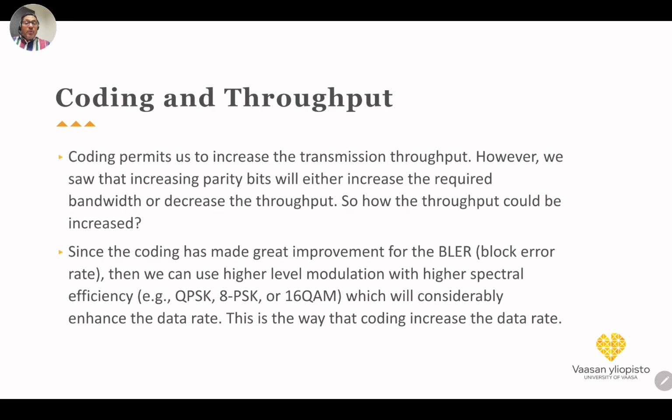Okay, so we mentioned coding and throughput. As we said, as we increase the coding bits, it might decrease the throughput, in case we use the same modulation technique. But because of coding we can increase the performance and reduce the probability of error, and then we can increase the spectrum efficiency, and in that case, of course, we can increase the data rate and the throughput by using coding techniques. We mentioned this before.